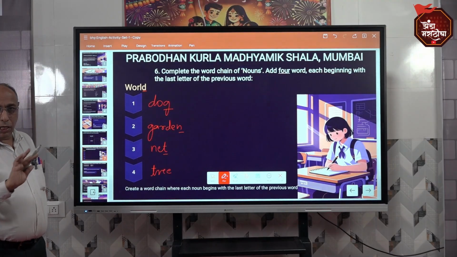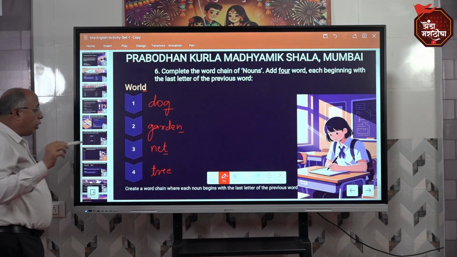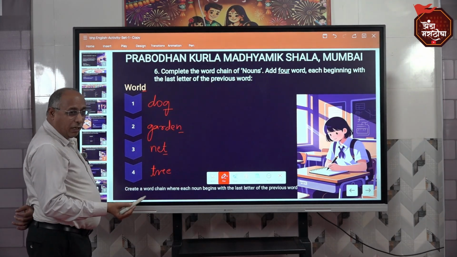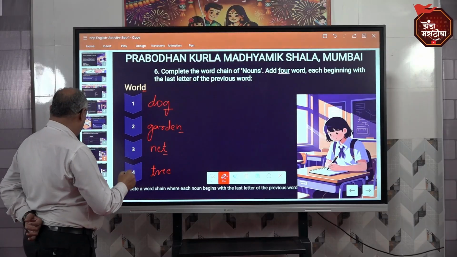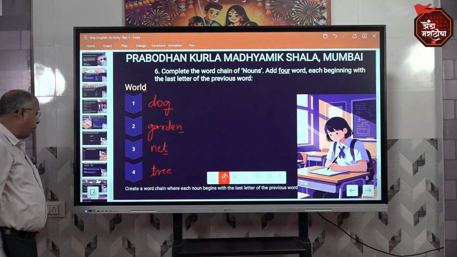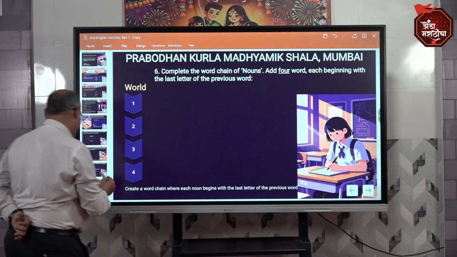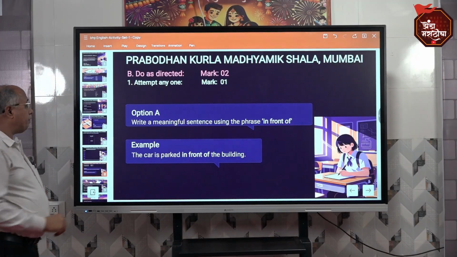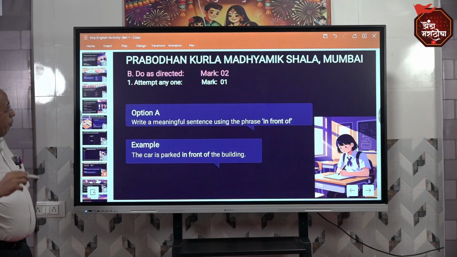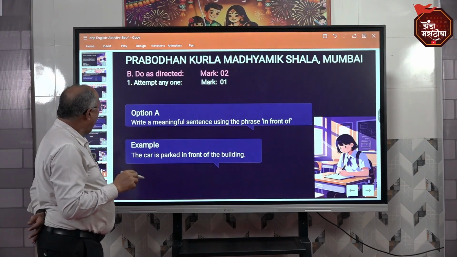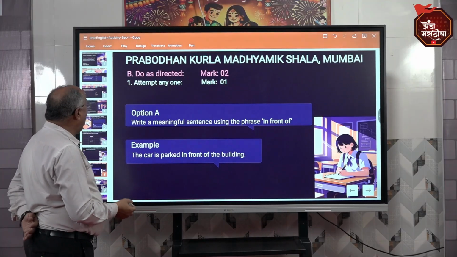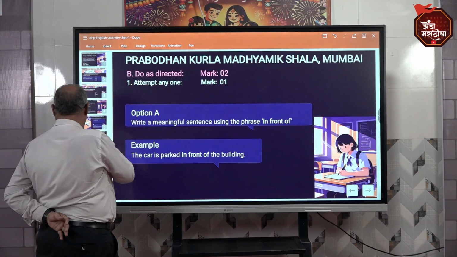Simple activity. It is not hard. It is not difficult. And so, we should consider the last letter and begin with that, we can make a new word. The next activity is activity number 7. That comes in question number 1B. That is 2 as directed. That also carries 2 marks. And 2 activities will be asked there, and there will also be an option. Right now, let us go to see this activity.